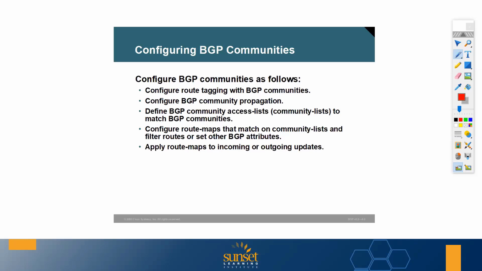So we're going to configure route tagging with communities, and then configure BGP community propagation. We'll say neighbor, the IP address of that neighbor, send-community. We'll then define a community access list, which would be at the service provider in this case, to match those BGP community strings. I'll then create a route map that says if it matches that community string, set this BGP attribute, and apply that route map to either incoming or outgoing updates, typically incoming updates at the service provider.